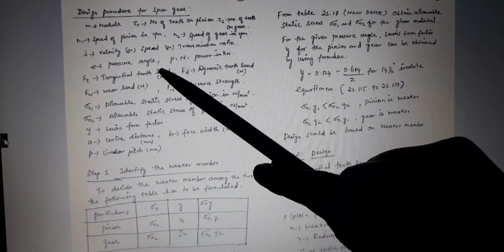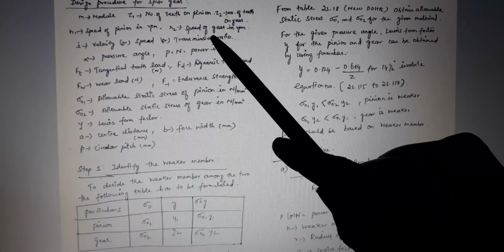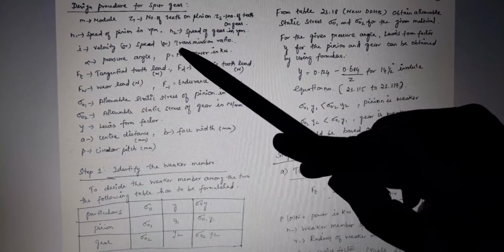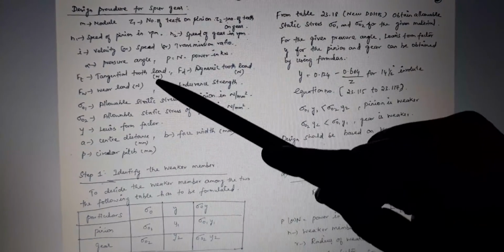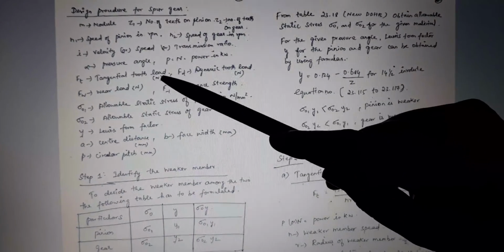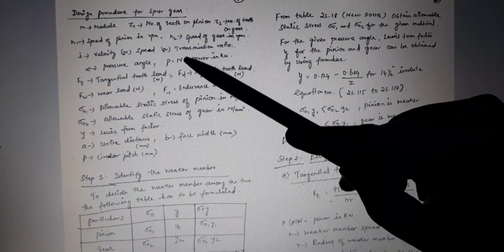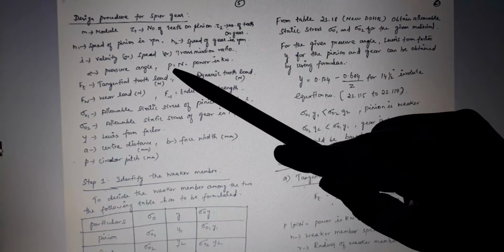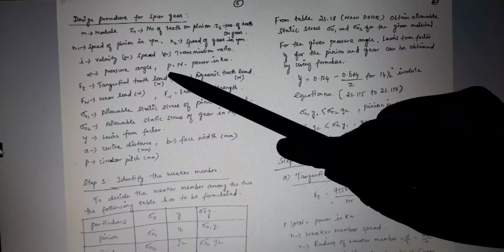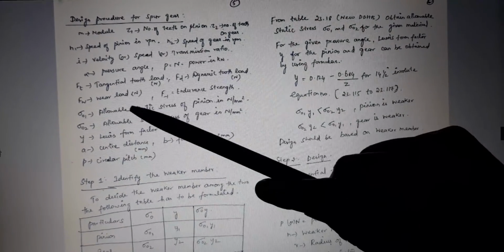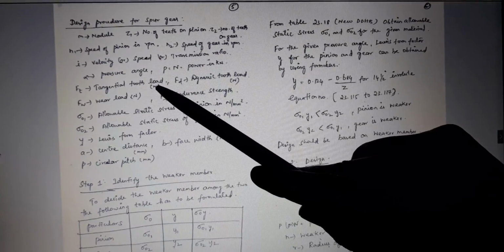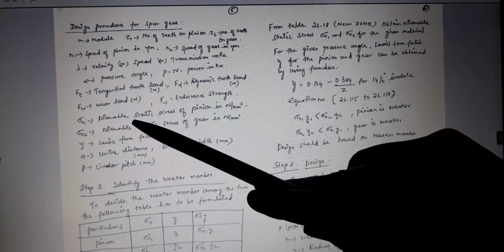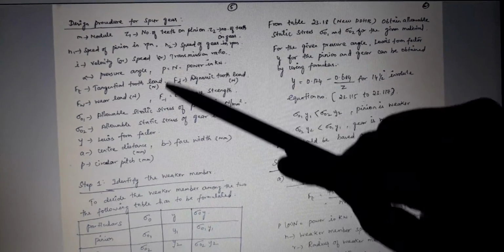I is the velocity ratio or speed ratio or transmission ratio, and alpha, we use alpha because the gears are mating between the surfaces, so we need a pressure angle. So alpha we use always 14.5 degree and 20 degree. Basically we use a 20 degree full depth involute. Then P or N equal to power in kilowatt, F suffix T is a tangential tooth load in Newton, F suffix D is a dynamic tooth load in Newton, F suffix W is a wear load in Newton. So these are all the notations used.